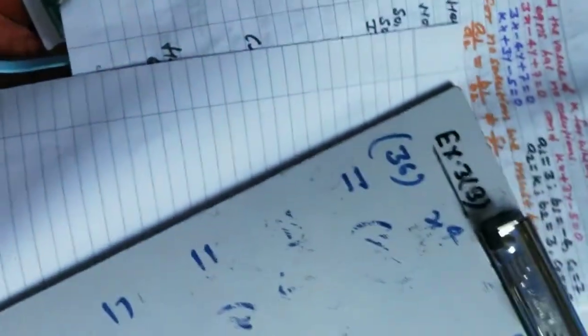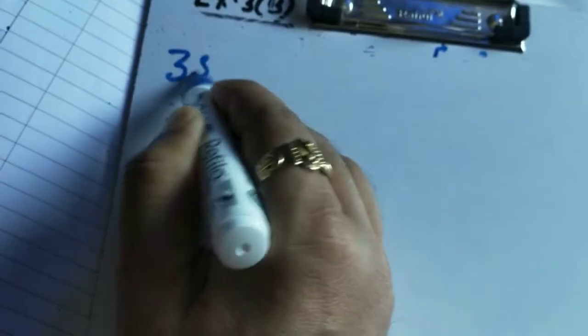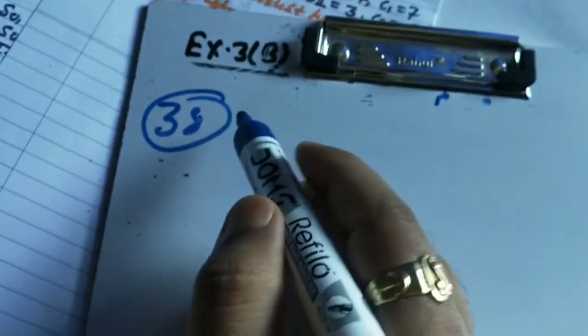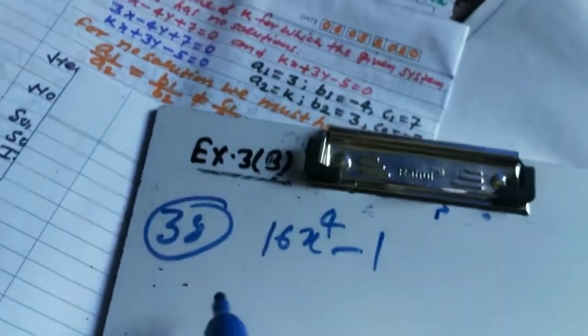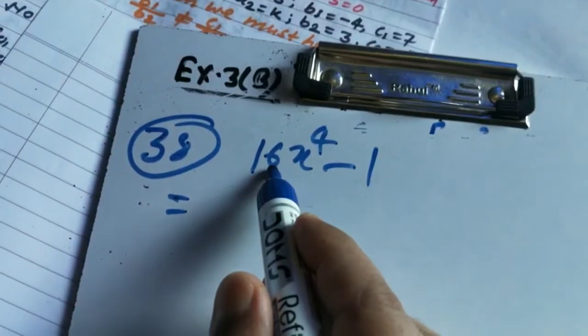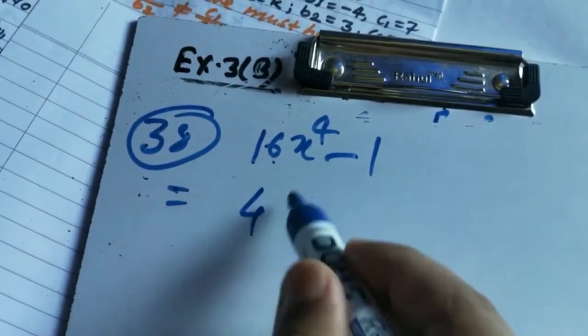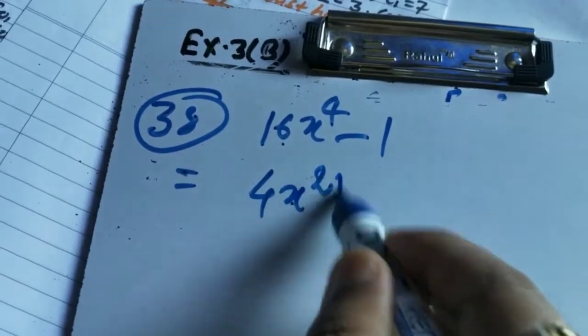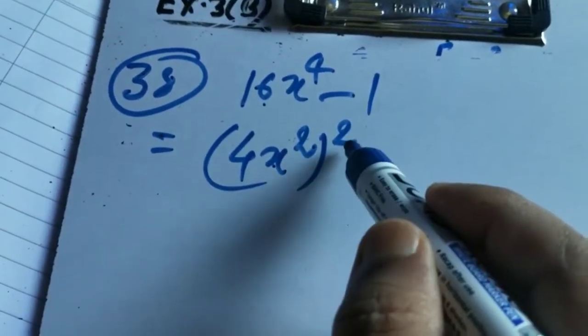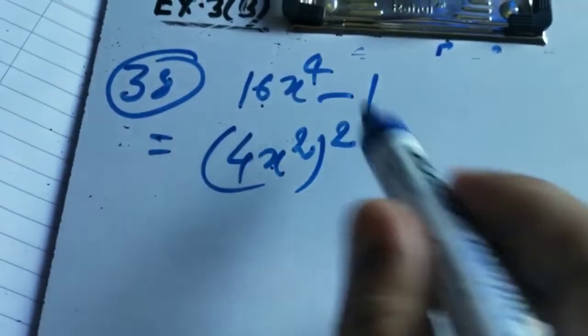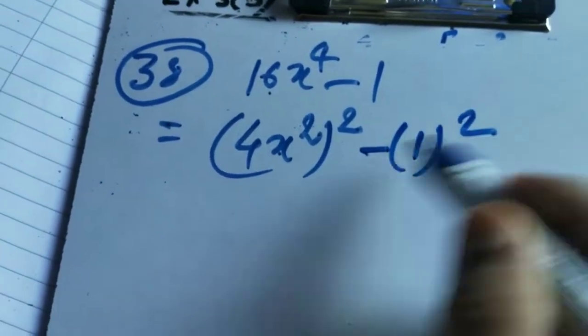Now let us see question number 38. 40 questions are there in this exercise. So let us see question number 38 now. The question number 38 is, you have to factorize 16x power 4 minus 1. So you know that 16 is the square of 4 and x power 4 can be written as square of x square. So it will be 4x square the whole square, 4 square is 16 and x square of x square will be x power 4, and this can be written as 1 the whole square.